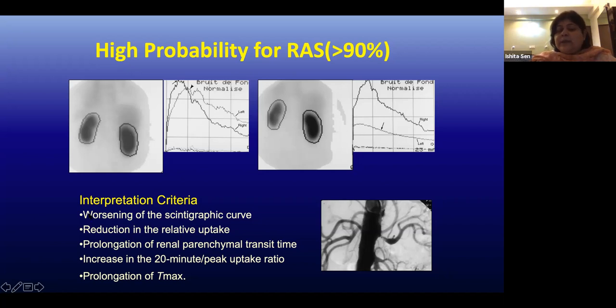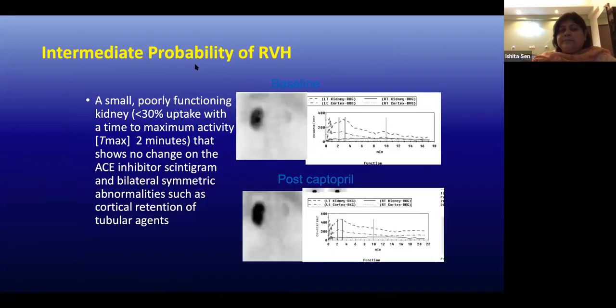So the interpreting criteria are worsening of the curve, reduction in the relative uptake, prolongation of the renal parenchymal transit time, increase in the 20-minute to peak ratio, and a prolongation of T half max. So it basically shows that there is a worsening of the renal function, and depending on these criteria, you actually show whether it's a high probability or a low probability for a renovascular pathology.